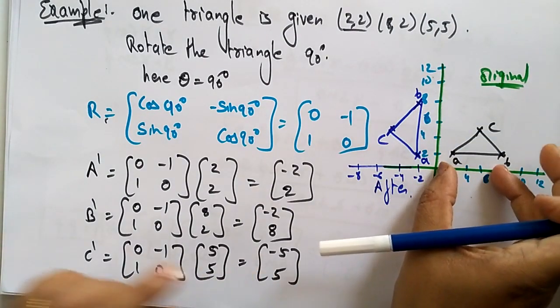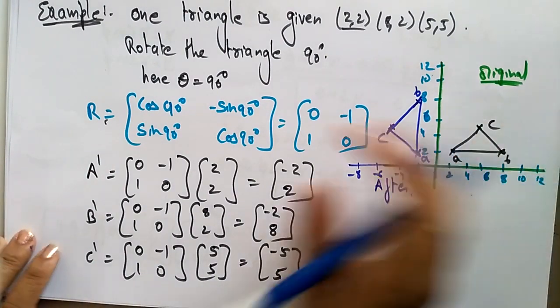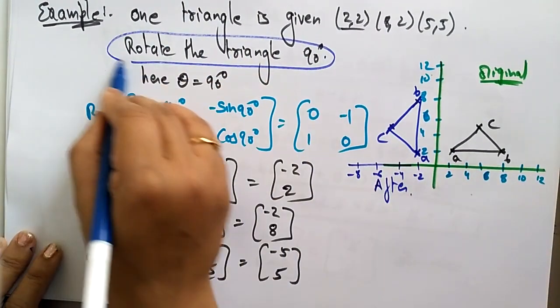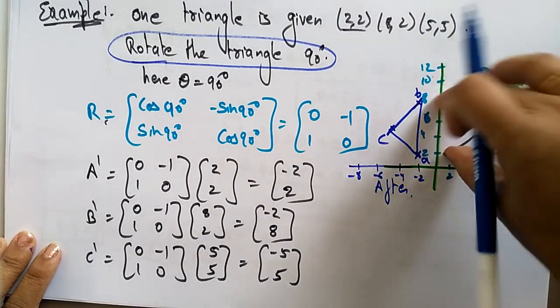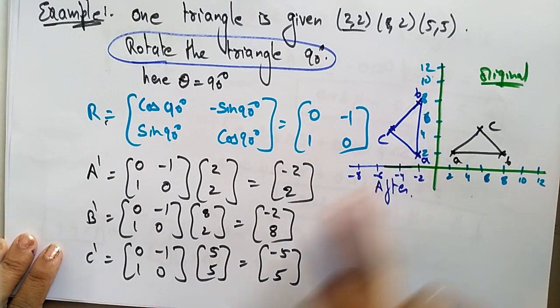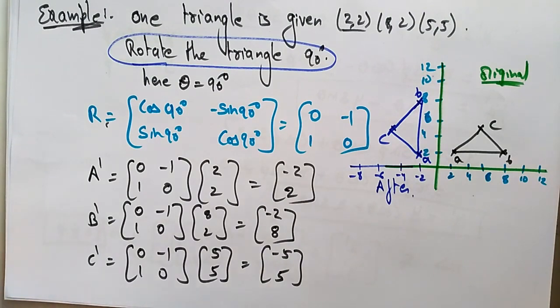So see how the triangle is rotated. The rotation is taking place by 90 degrees. So this triangle is rotated 90 degrees, and it comes like this. So this is about the rotation.